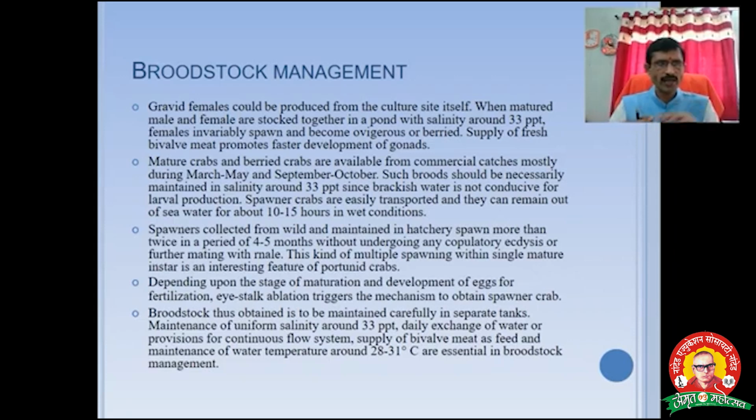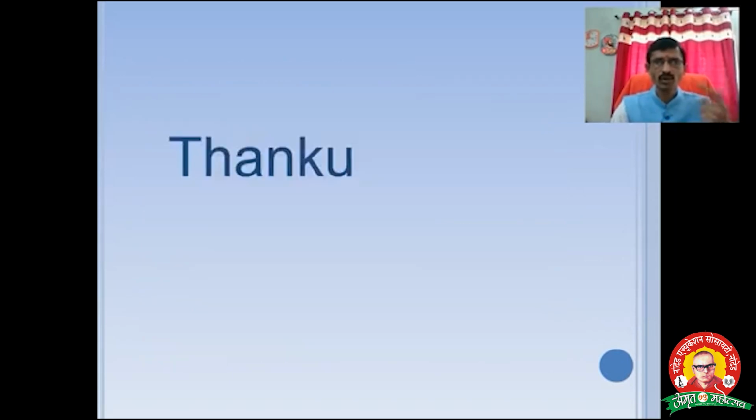Mature crabs and berried crabs are available from commercial catches mostly during March and May. Spawners collected from the wild and maintained in hatchery spawn more than twice in a year. Broodstock obtained should be maintained carefully in separate tanks. It is the important point of broodstock. Broodstock means large size crab, meaning fully mature crab.